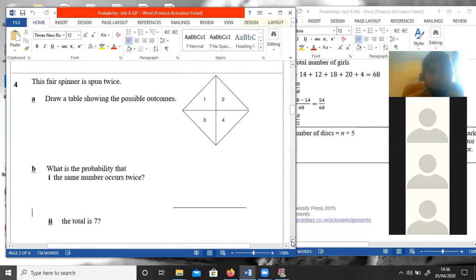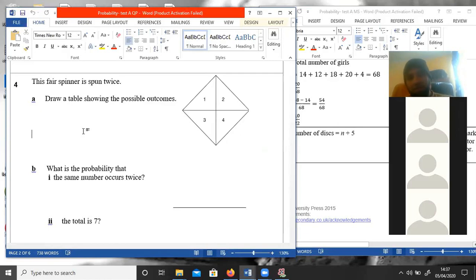Now, the spinner is spun twice. Draw a table showing the possible outcomes. Something we just did. So I want you guys to draw a table showing all of the possible outcomes. You spin it twice. What numbers are you going to get? If you throw dice twice, what numbers are you going to get? Similar thing. If you're confused, let me know.